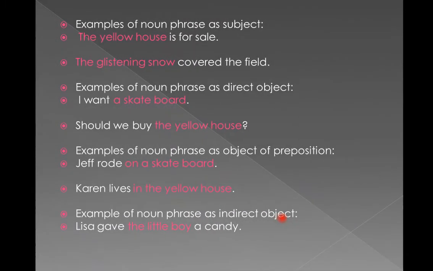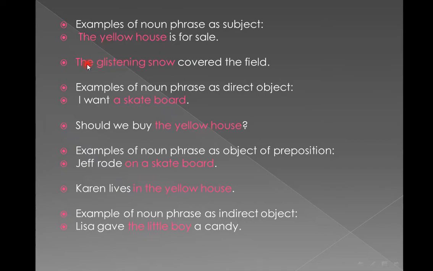And here we have examples of noun phrases in different slots in the sentence. We start with noun phrases as a subject. We have the following example: the yellow house. The yellow house is for sale. We can simply say the house and it will be a single word. But here, by adding yellow, we have more than one word that work together and give us a complete noun phrase, okay? And we have it in the subject position.